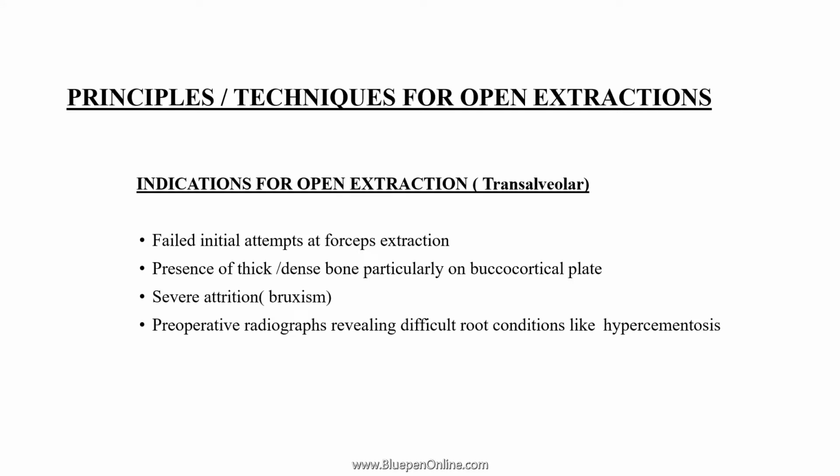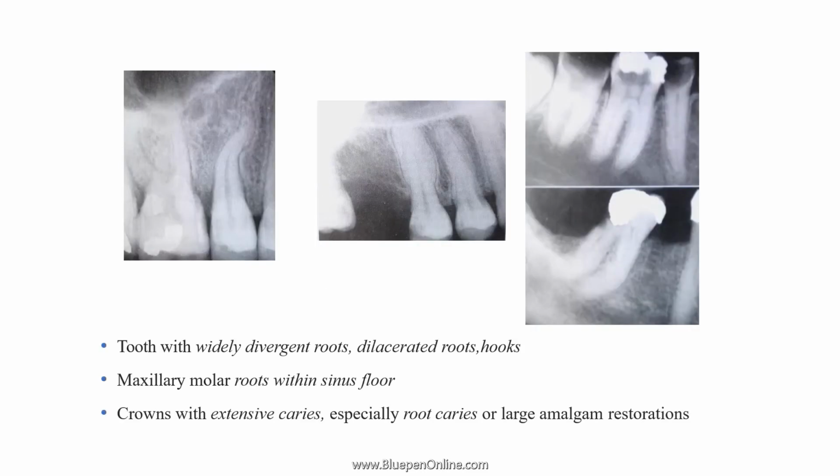Preoperative radiograph revealing difficulty because of the root conditions, like in hypercementosis and all. Then also you can go for open extraction, right? Then what? Divergent root, dilacerated root, hooked roots. Close proximity to the sinus floor, extensive caries, especially root caries. In all those cases also you have to go for open extraction, transalveolar extraction.